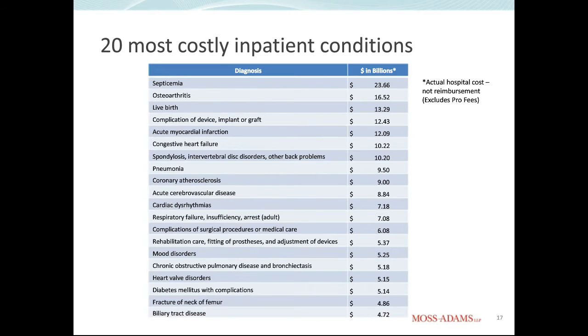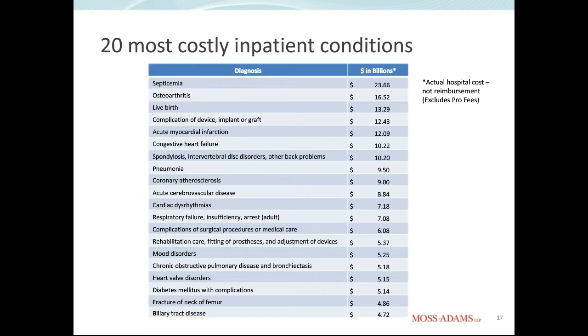This is an interesting slide that we've inserted this year. This was information that was presented in a newsletter from Becker's Hospital Review. We thought it would be interesting to put in when we're talking about the inpatient rule, because these are the 20 most costly inpatient conditions nationwide, sorted from highest to lowest, and this is actual hospital cost, not reimbursement, and it's only the brick and mortar hospital side of the equation. It does not include the physician service.